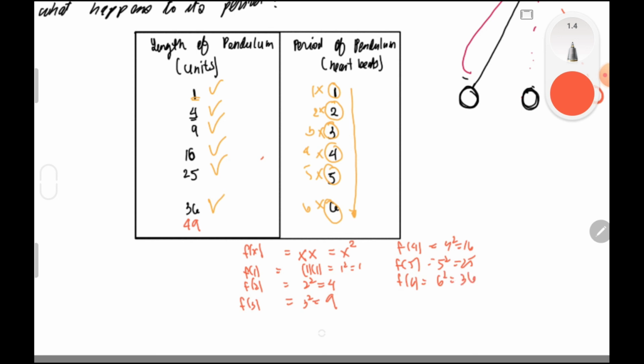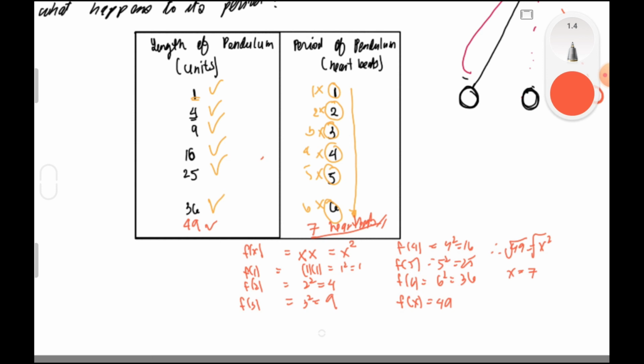So therefore, if I will have 7 heart, I will have 49 units. So if f of, let's say f of x is equal to 49, therefore 49 is equal to x squared. So getting the square root of both sides, I may say that my x is equal to 7. So therefore at 49 units, I will have 7 heartbeats. So based from that pattern, that would be our answer.